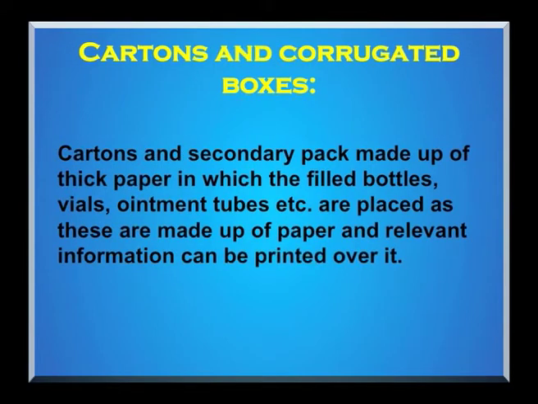The third component is cartons and corrugated boxes. Cartons are secondary packs made up of thick paper in which the filled bottles, vials and ointment tubes are placed. As these are made up of paper, relevant information can be printed over it. It provides strength and opaqueness to the primary package. Leaflets containing detailed information regarding the product can also be inserted into it.